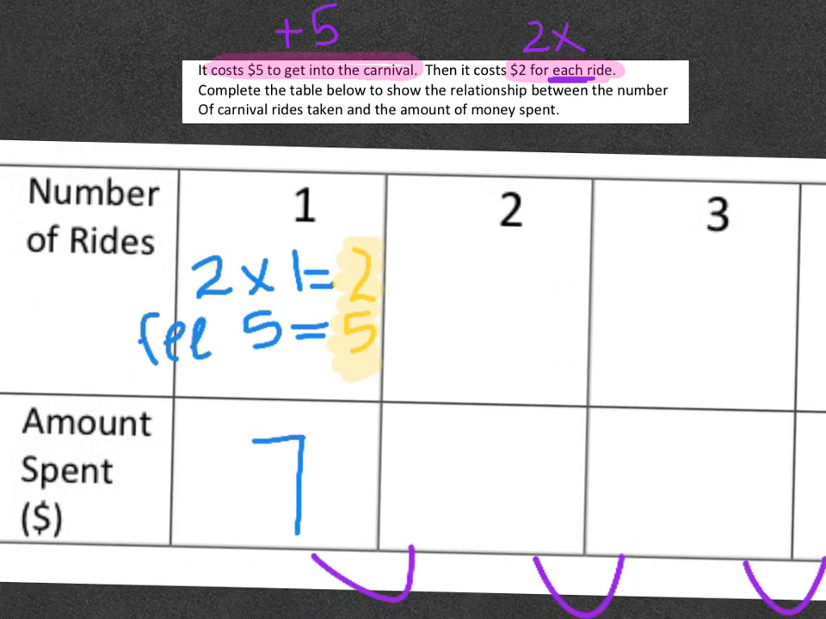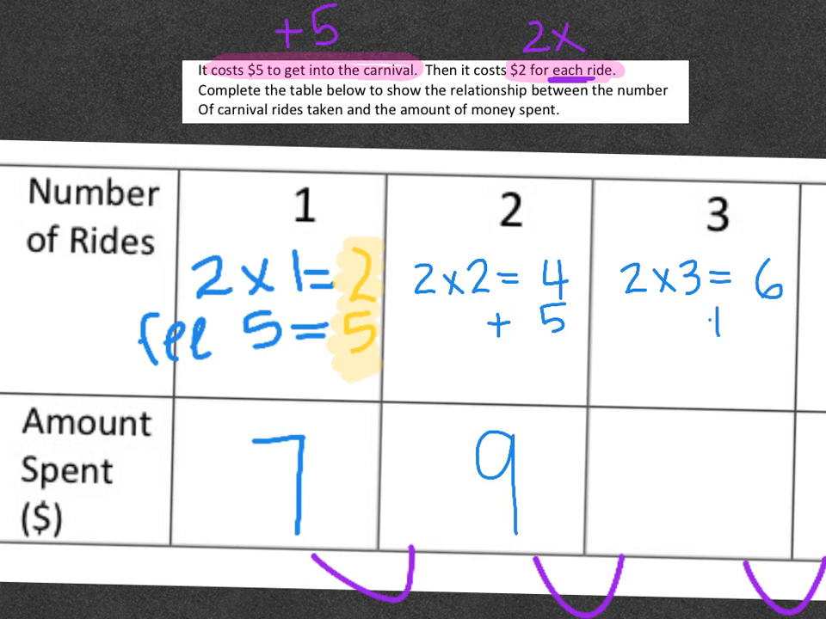I'm going to do 2 times 2, because now we're going to ride 2 rides. That makes $4, plus your $5 fee. 4 plus 5 is 9. Then your next box, now I'm going to ride 3 rides. So $2 per ride times 3 rides is 6, plus your $5 fee. That makes 11.